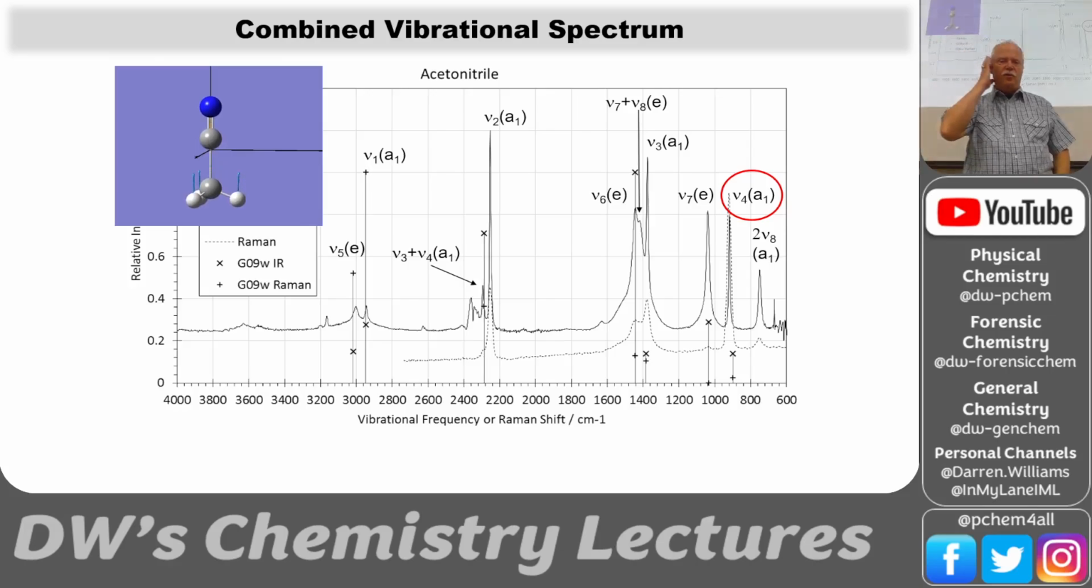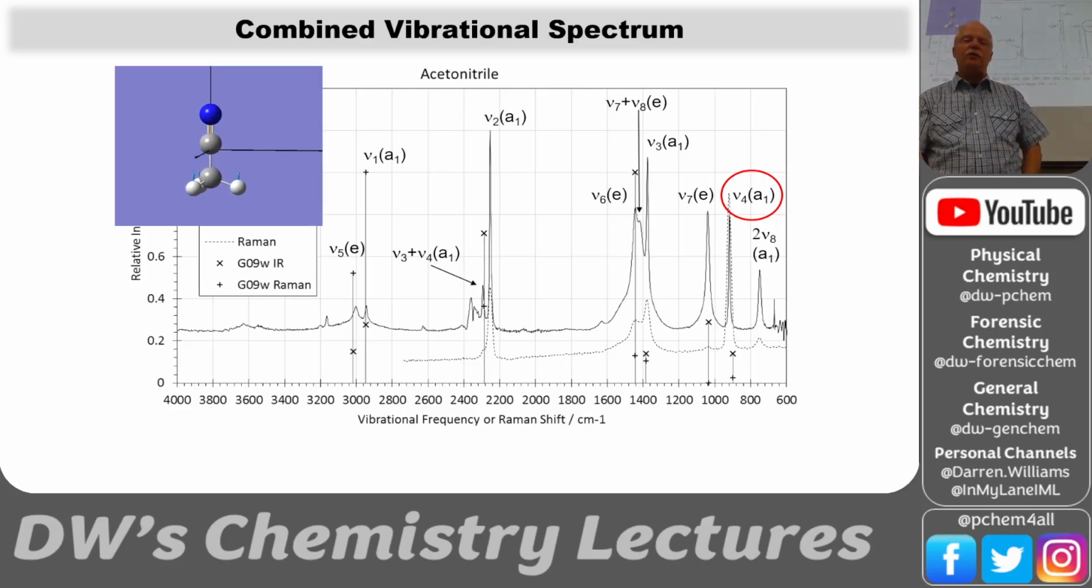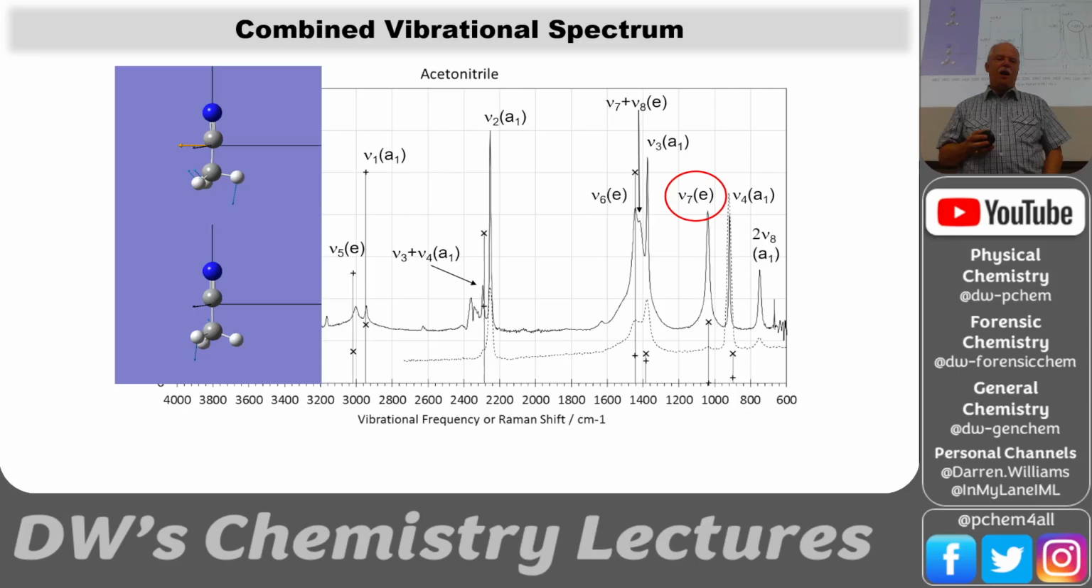Then we have nu 4, where, again, the bigger the mass, the lower the vibrational frequency. This is moving a methyl group away from a nitrile group, and that carbon-carbon bond is stretching. A lot of mass is moving, so it's a low frequency, around 900 wave numbers. Then we have the rocking of the CH3 group. These are really light masses, but it's a real weak spring constant, so there's not a lot of force pushing those hydrogens back into their equilibrium positions. So this is low frequency because it's a weak spring constant.